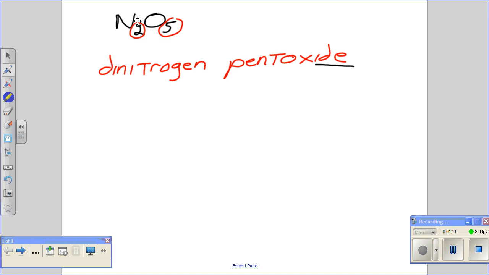Also, why is it pentoxide and not pentaoxide? To be honest, I've seen it both ways. I don't know that one is preferable to the other. I just don't know on that, so I would accept either way.